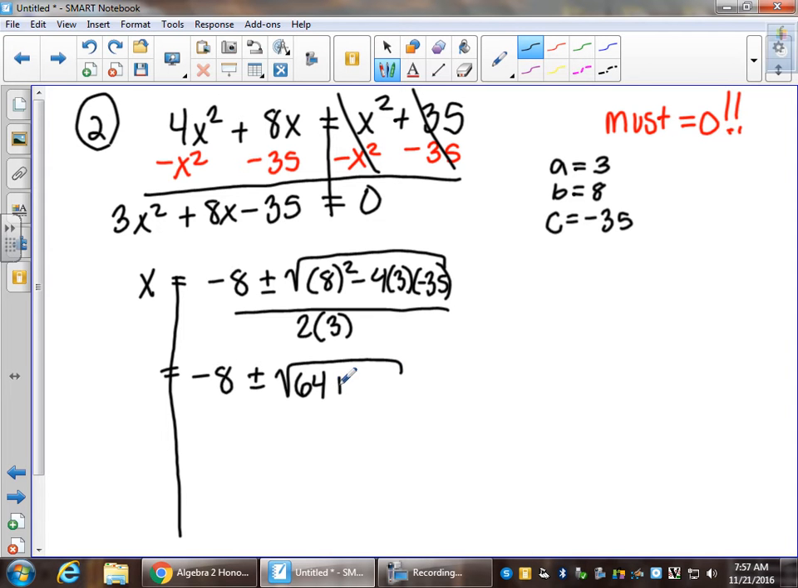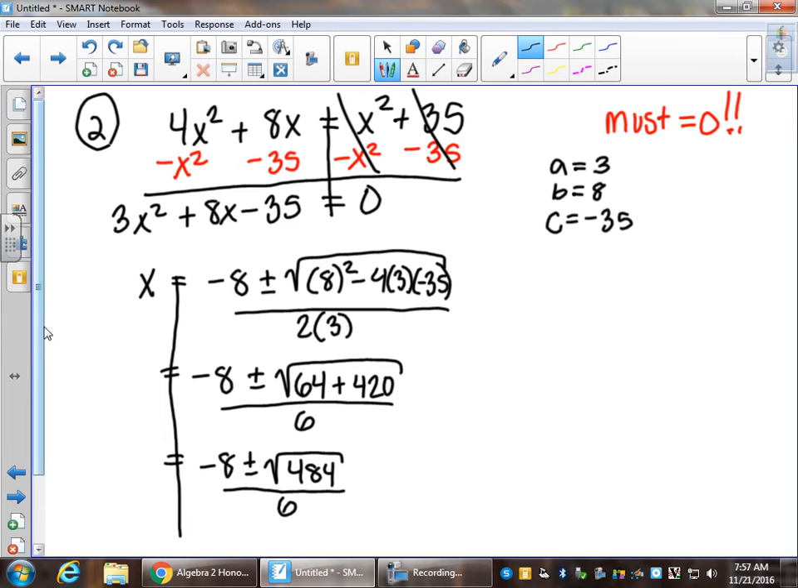Make the judgment call about the signs on your own, and then in the calculator, just do 4 times 3 times 35. And 4 times 3 times 35 should get us 420. All divided by 2 times 3, which is 6. This becomes -8 plus or minus the square root of 484 all divided by 6.